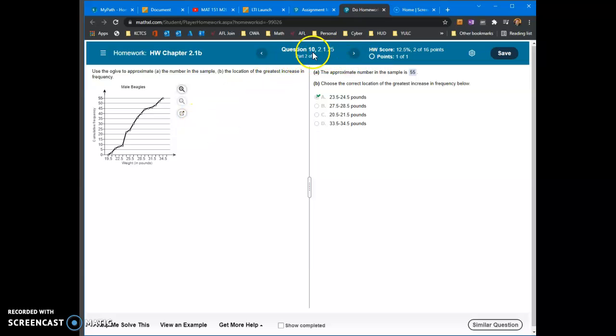And then I wanted to do also this one, question 10. This is what they call an ogive, which is the same thing as a cumulative frequency chart. And what does that mean? If you remember when we looked at our frequency distributions, the cumulative frequency was the frequency of a certain class added to all the ones before that. So this continues to go up, right?